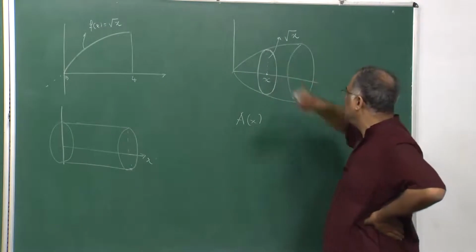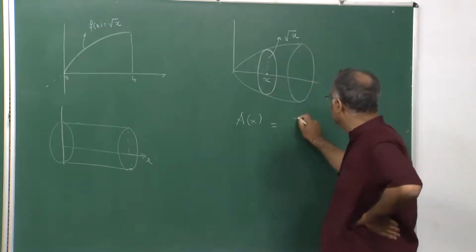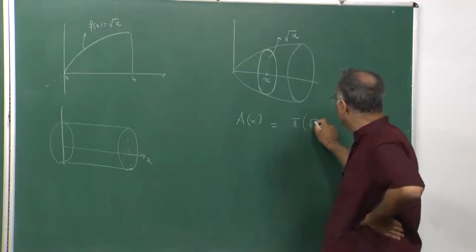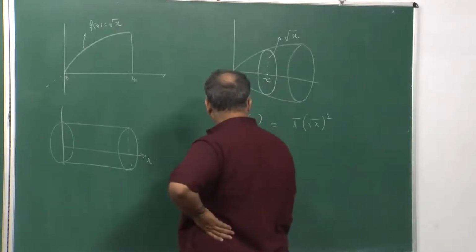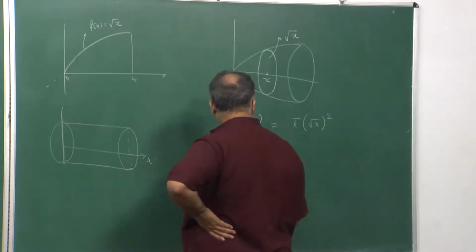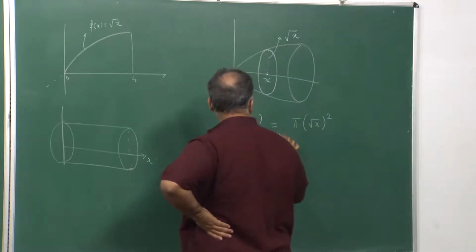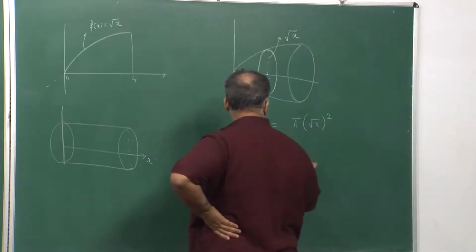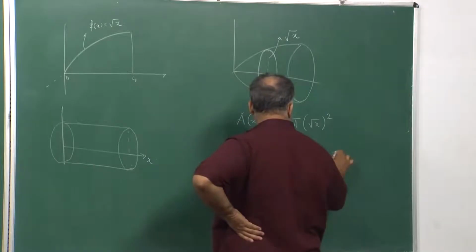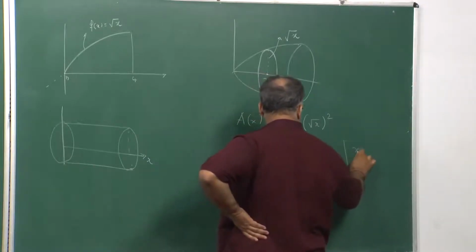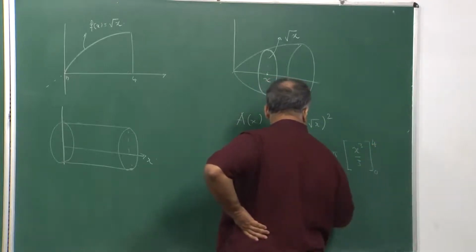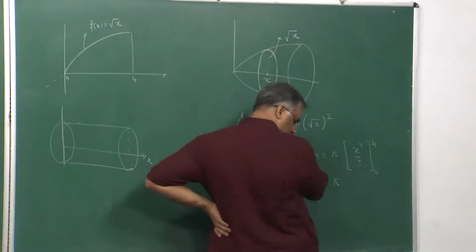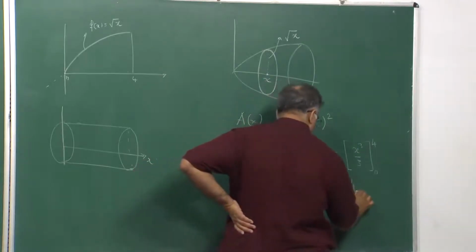Now, if you look at this, what is A of x? Pi of root x whole square, pi r square. So, my volume of this particular solid is integral 0 to 4 pi of x square dx. So, it is pi of x cube by 3 0 to 4. It is pi of 4 cube means 64 by 3.